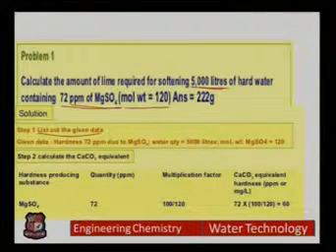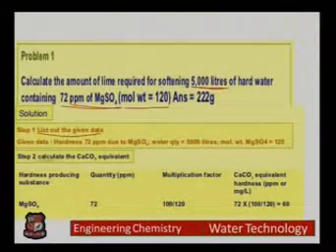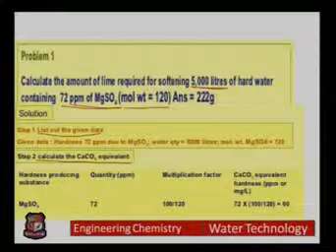Now, this numerical can be done in this manner. First of all, we list out all the given data. We have 72 ppm of magnesium sulfate, which is nothing but 72 milligram per liter. The volume given is 5000 liter of water to be softened, and the molecular mass of magnesium sulfate is 120. Now, in order to calculate lime and soda, we first need to convert all the hardness causing salts into CaCO3 equivalent, because hardness is always expressed in CaCO3 equivalent. So the second step is to calculate the CaCO3 equivalent.